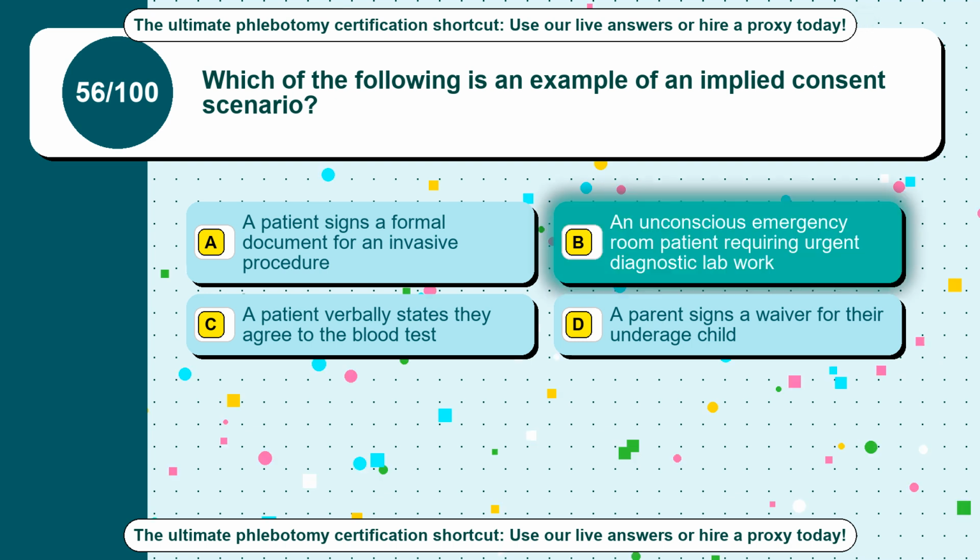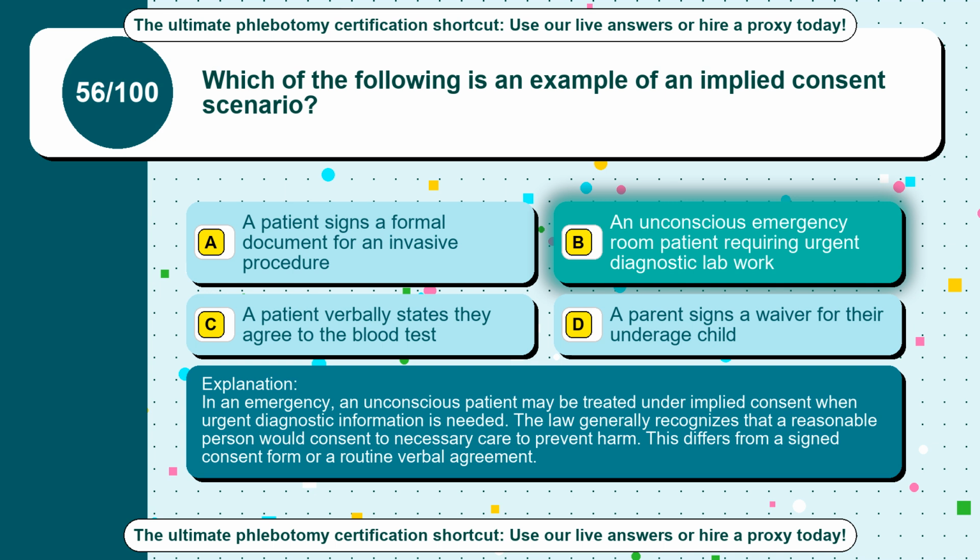The correct answer is option B, an unconscious emergency room patient requiring urgent diagnostic lab work. In an emergency, an unconscious patient may be treated under implied consent when urgent diagnostic information is needed. The law generally recognizes that a reasonable person would consent to necessary care to prevent harm. This differs from a signed consent form or a routine verbal agreement.